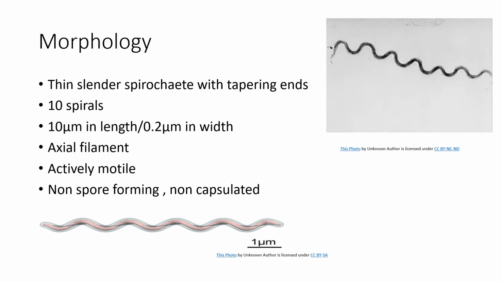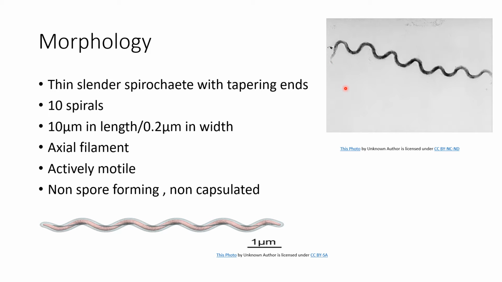Coming to the morphological characteristics of this organism, the Treponema is made up of a thin, slender body, a very long rod which is thin and slender, and this rod is not straight, it is a spiral rod. As you can see here, it is a spiral shaped rod, and the ends of this rod are tapering. That is, it is not the exact size as the center. It is tapering, it is narrowing down.